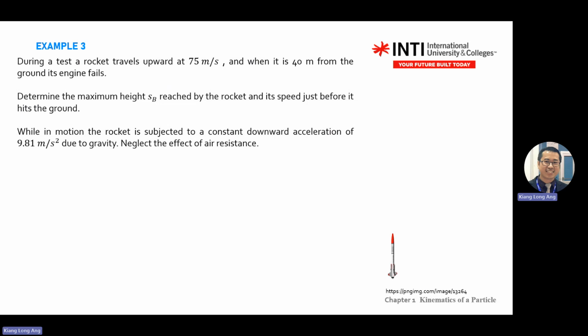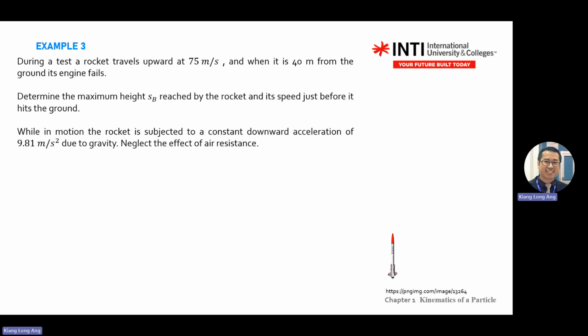Reached by the rocket and its speed just before it hits the ground. It means the rocket will fly and then lose power and then continue to move, right? When it loses power, it still continues to move because of momentum. So it moves up, then no more energy, it will turn back and come down. So the question will ask you, what is the speed before it hits the ground? So there are a few phases of analysis. You need to see it at a different time and different position.